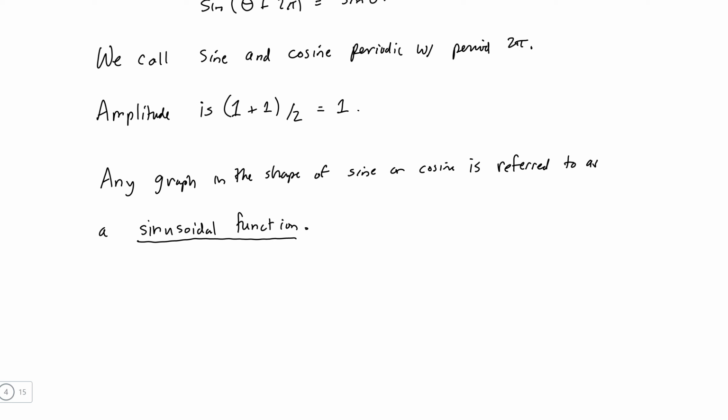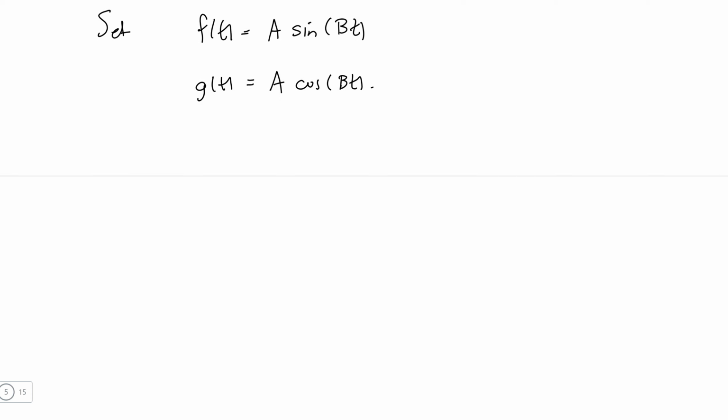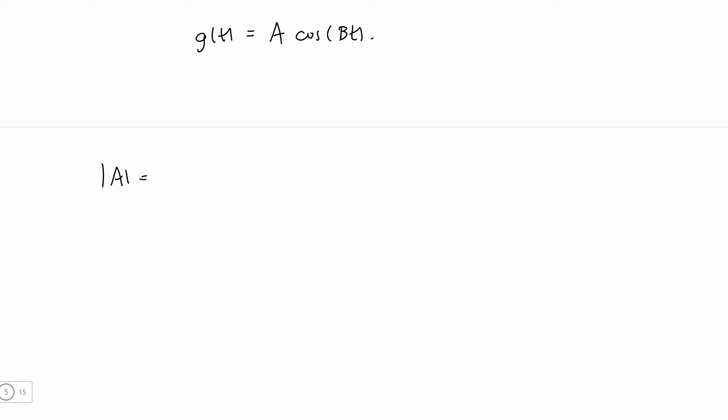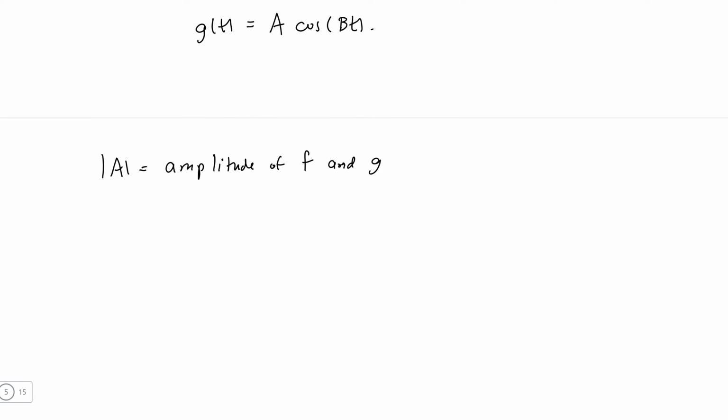Okay, so let's see some ways we can transform our functions to make them fit various situations a little better. So let's set f of t to be a sine of b times t, and g of t to be a cosine of b times t. And let's see what this a and the b do. If we look at the absolute value of a, this is the amplitude of f and g. In the cases we looked at already with just sine and cosine, it was just 1, which is exactly what the amplitude was.